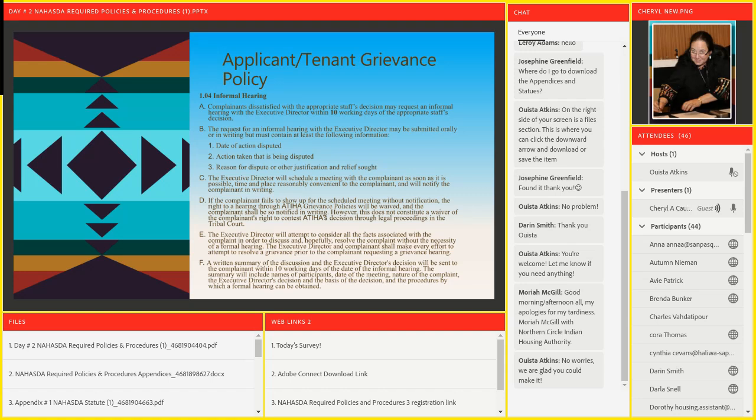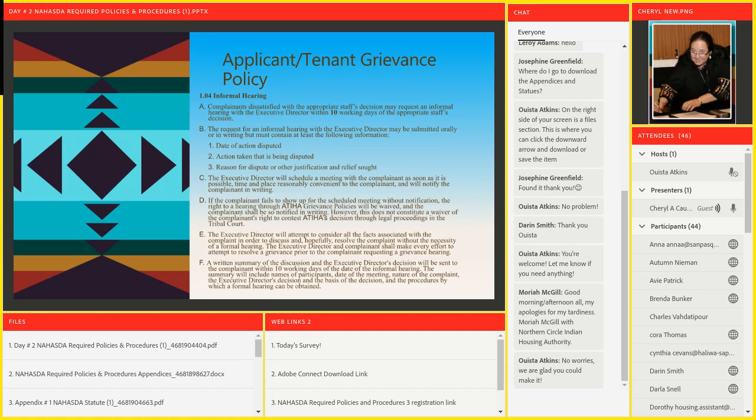The ED will then schedule a meeting with the complainant as soon as possible, at a time and place reasonably convenient to the complainant, and will notify the complainant in writing. If the complainant fails to show up for the scheduled meeting without notification, the right to the hearing through your grievance policy will be waived, and the complainant shall be so notified in writing. However, this does not constitute a waiver of the complainant's right to contest that decision through legal proceedings in tribal court if they want to go that way.